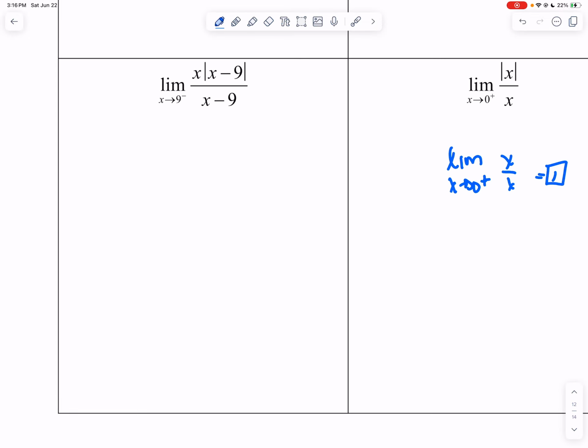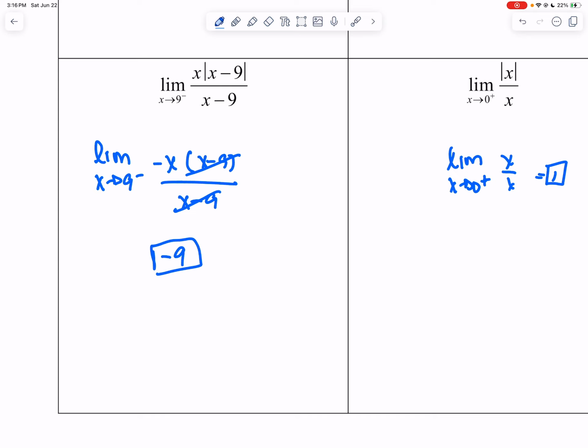Here, since I have 9 from the left, I got to make sure that my absolute value is the negative counterpart. So I'm going to have my negative right here for this right here. Cancel that out, and then plug in 9 using direct substitution. That's going to give me -9.